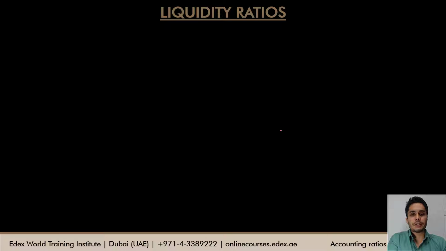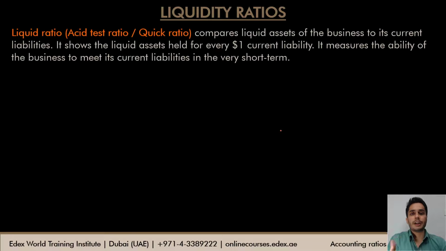Our next ratio in the liquidity ratios is the quick ratio or the liquid ratio, also known as the acid test ratio. See, in our current ratio, our formula was current assets upon current liabilities. Now, current assets include inventory. And the purpose of calculating current ratio was to determine whether in the short run, within 1 year, the business will be able to use all its current assets to pay off its current liabilities. But the inventory that is included in the current assets, can we say for sure that we'll be able to sell off all the inventory within 1 year and pay off the current liabilities?